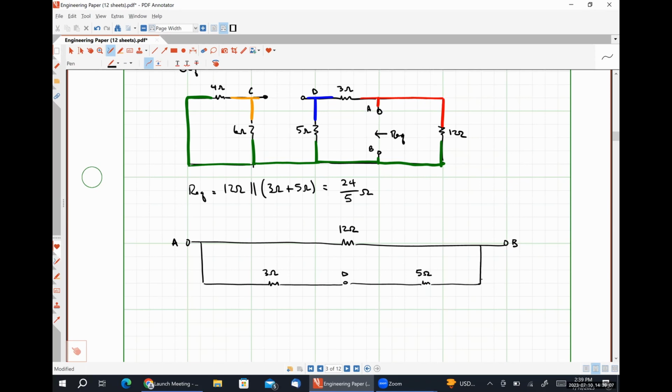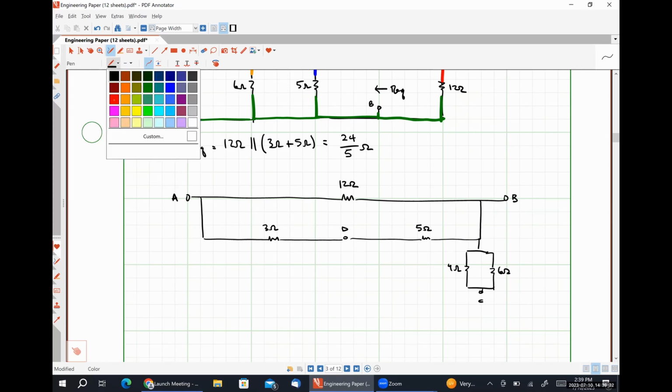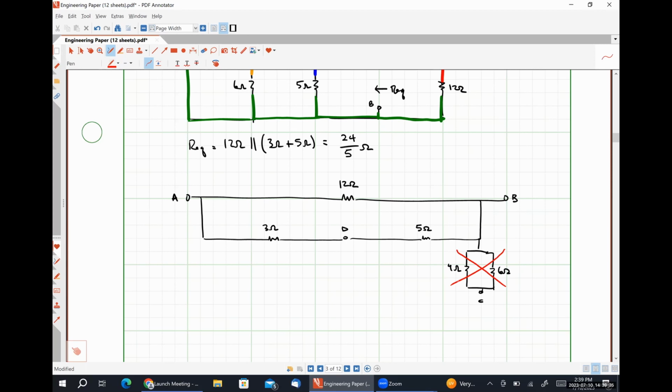And then I have that 6 and 4 in parallel. But that's not really between A and B, right? That's between B and some other node, C. So let's just put C down here for the sake of argument. So here's the 4, here's the 6. Since that guy is dangling, it's not part of a closed current carrying path, it shouldn't contribute to my equivalent resistance. So I have 12 in parallel with 8, which is 24 over 5. Okay.